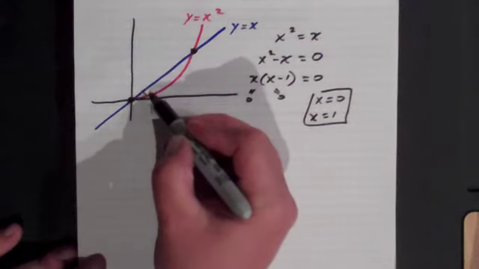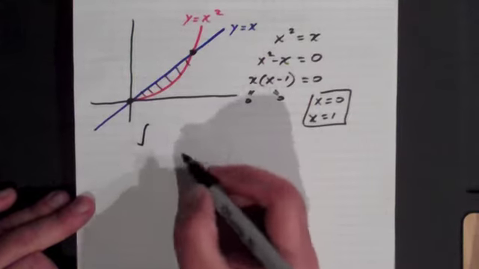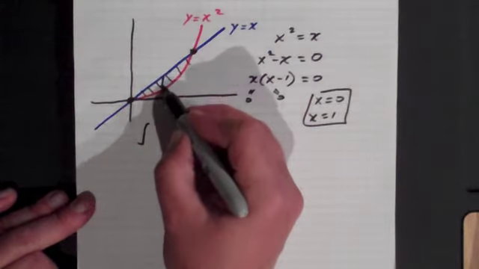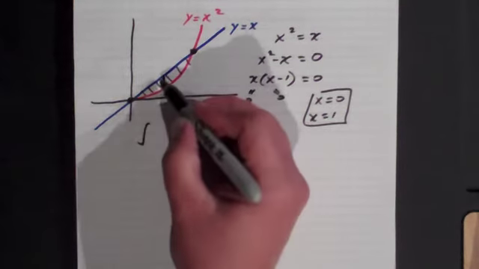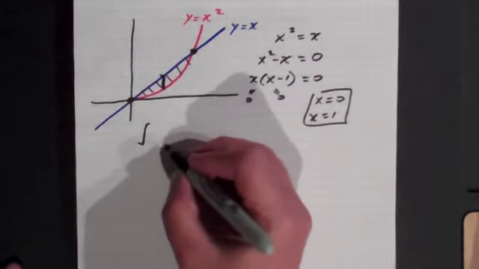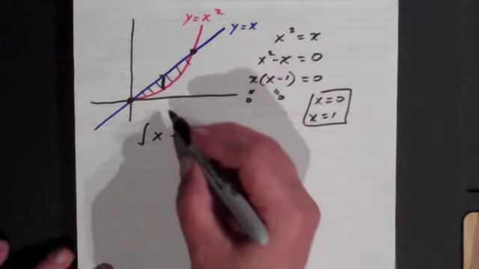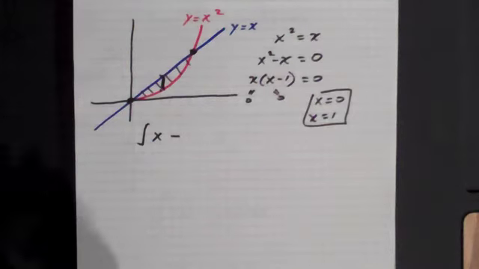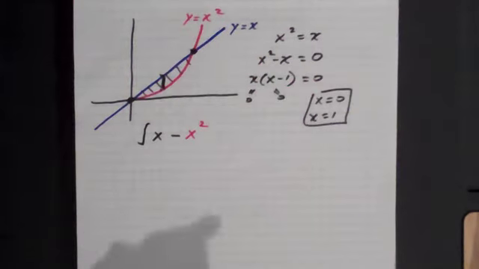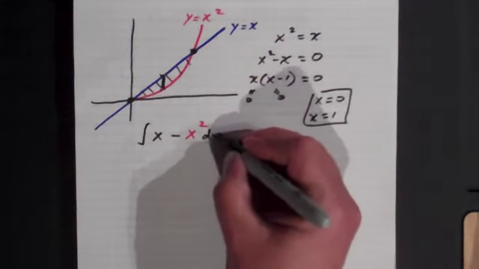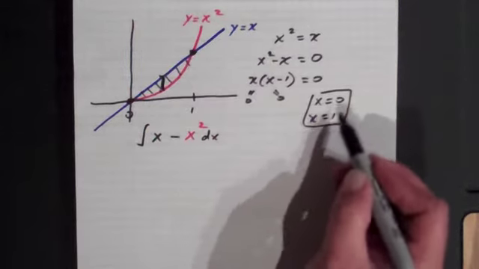So to find this area between the curves, I would integrate the curve that's on top. You might have to draw a vertical rectangle or a sample rectangle. The curve that's on top in this case is x, minus the curve that's on the bottom, which in this case is x squared. And I would integrate these on the interval on the x-axis, in this case 0 to where they met, 0 to 1.